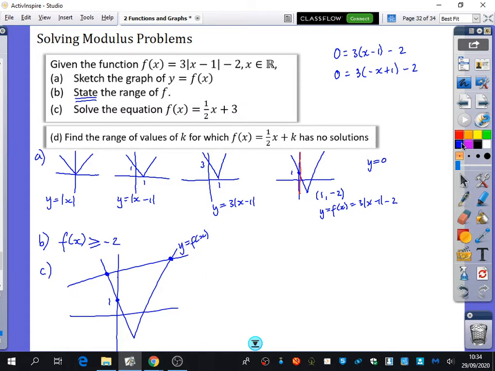So we just think about the two different branches that we've got. This branch looks like it's the positive branch of this bit. This branch looks like it's just going to be y equals 3 modulus x minus 1 minus 2. And this branch looks like it's going to be y equals 3, instead of it being x minus 1, I'm going to negate it. I'm going to take the negative part of it. That's minus x plus 1 minus 2. And this line we've just drawn in is y equals a half x plus 3.